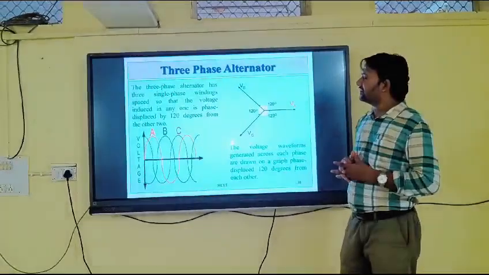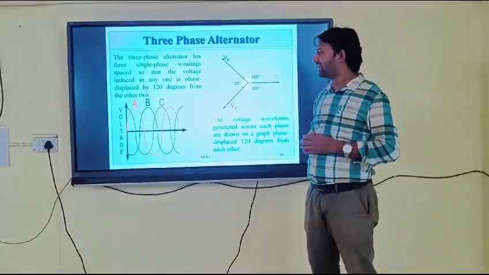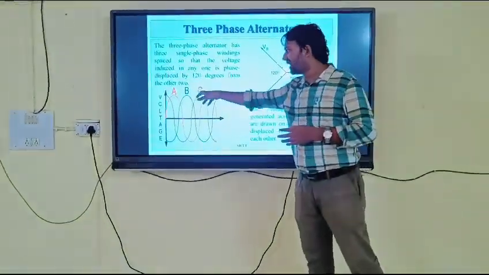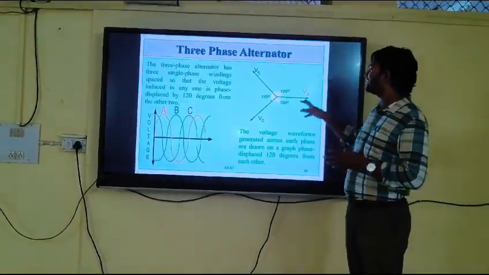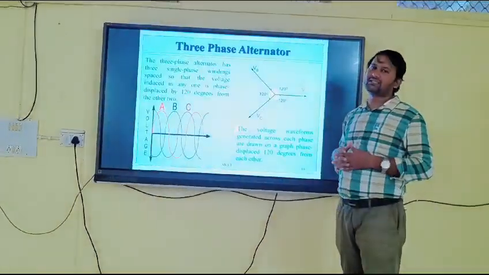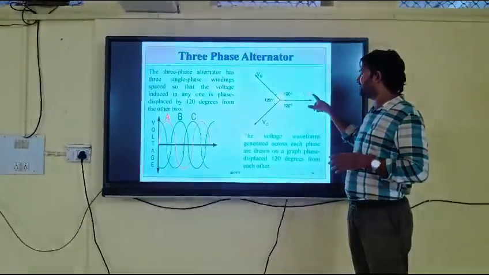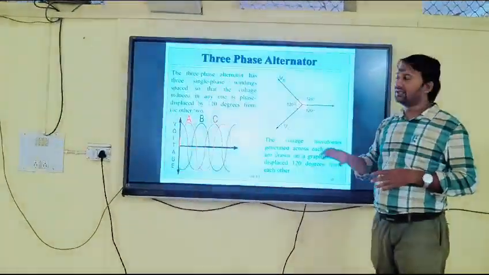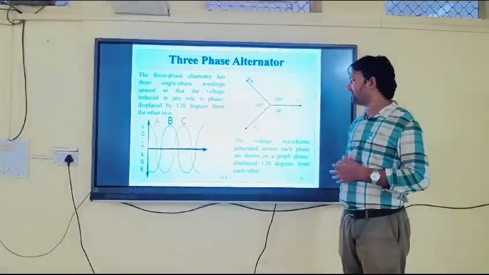If we again discuss the three-phase alternator, this is the waveform of the three-phase alternator. ABC stands for the three phases, RYB, and all the three phases are 120 degrees apart from each other. This is phase A voltage, this is phase B voltage, and this is phase C voltage. All the voltages are 120 degrees apart from each other.